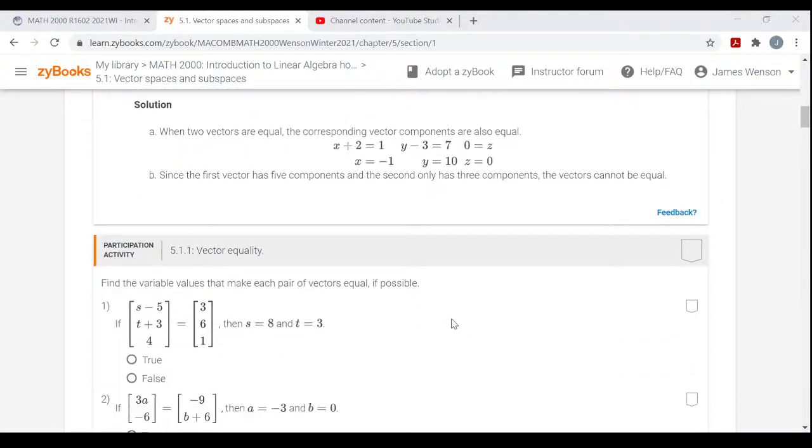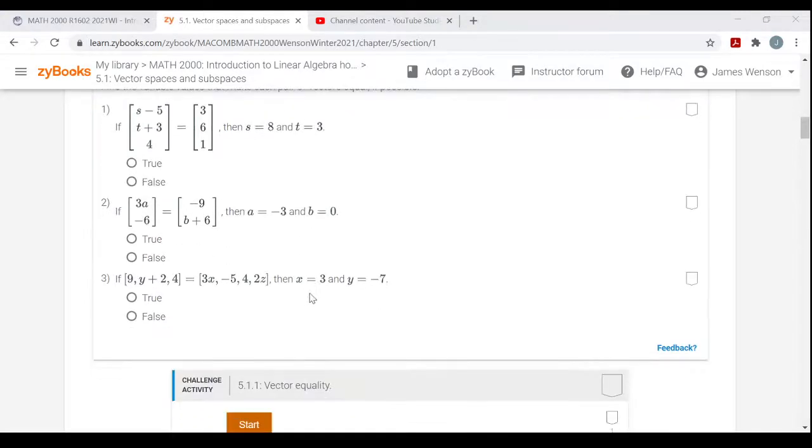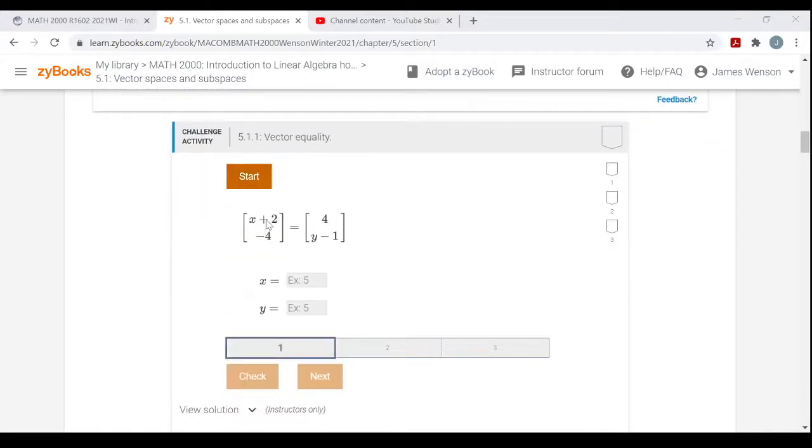So they're having you do that here for some activities. I'll just leave these to you. These are pretty simple. Are these two vectors equal when s is 8 and t is 3? Do the components have the same values? Are these vectors equal when a is negative 3 and b is 0? Right away, you can tell these aren't going to be equal ever because this has 3 components and this has 4 components. So pretty easy.